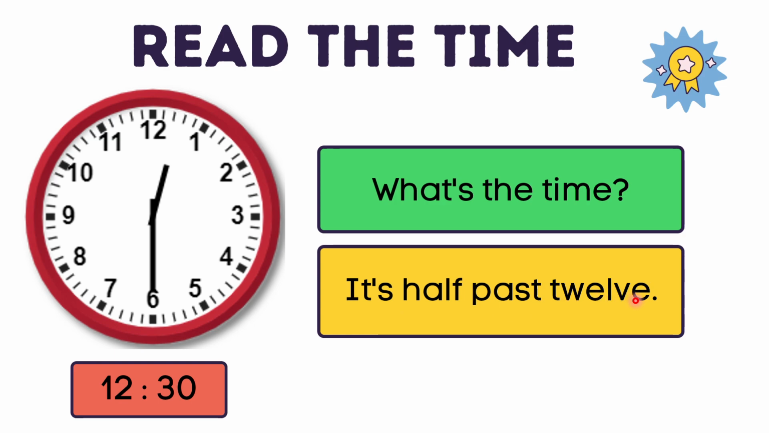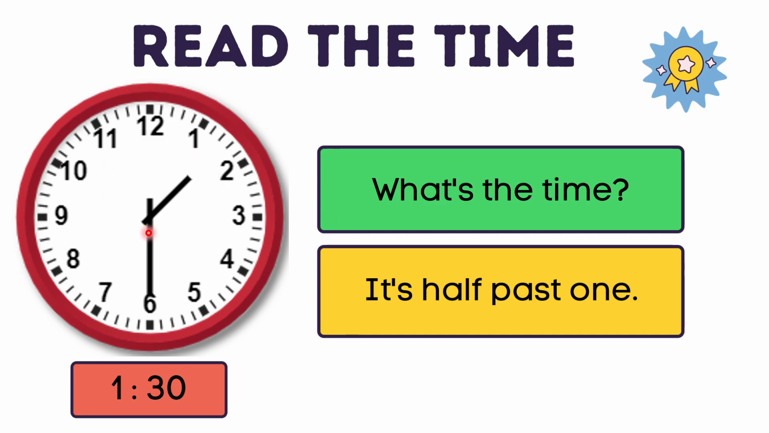Now look at the next example. Look at the hour hand. It's located between 1 and 2. So you put the number here, number 1, not number 2. And then look at the minute hand. The minute hand is at number 6. So it means that you have to write 30. So how to say the time of this clock? What's the time? It's 1:30. Okay, look at the next example.